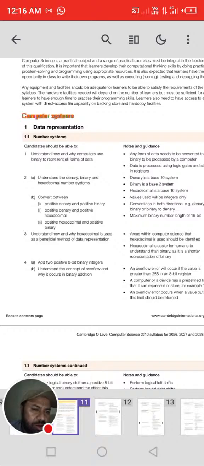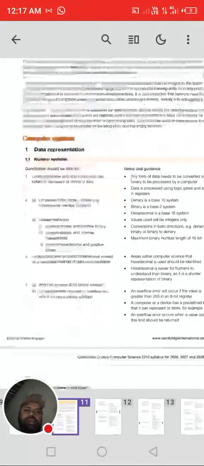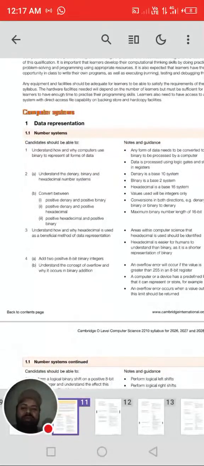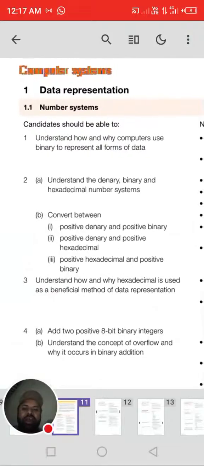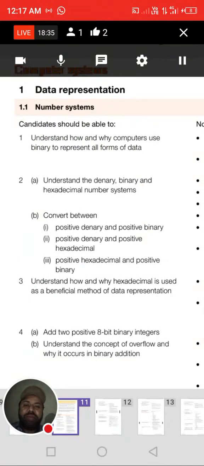Sorry, wait a bit. Okay, now we are at the subject contents. Here it is, and here is computer systems. I'm going to make it larger, and we will see that here is data representation, with depth and details in this.